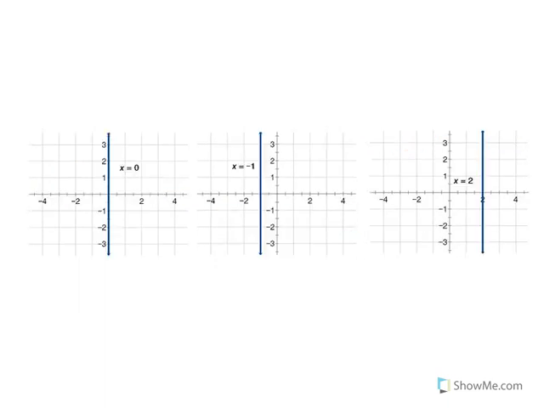For vertical lines, instead of having all the y values the same, all the x values are the same. As shown, when x equals 0, all the x values are equal to 0. Same applies to when x equals negative 1 and x equals 2.